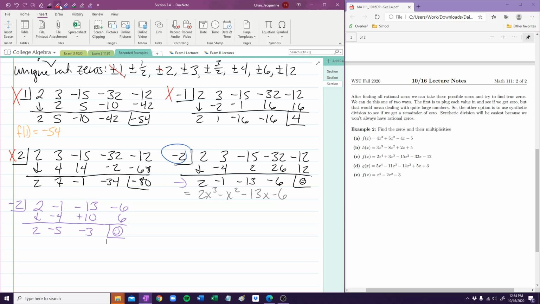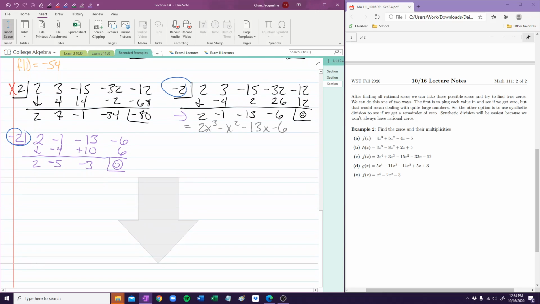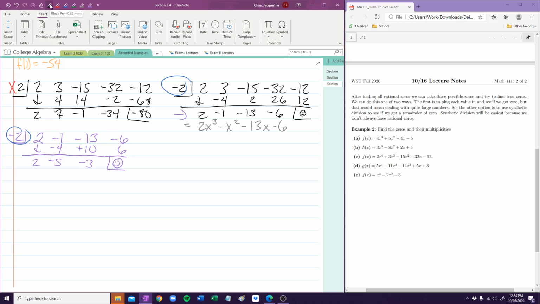So this is actually really great, just because you don't have to check as much. So what does this mean? This means that we have an x plus 2 quantity squared. Negative 2 is a zero of multiplicity 2. So again, if I rewrite this, this is equal to 2x squared minus 5x minus 3.